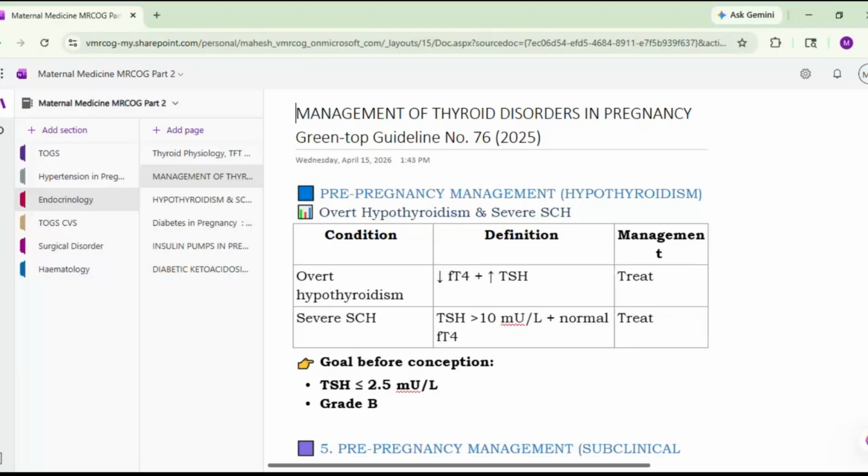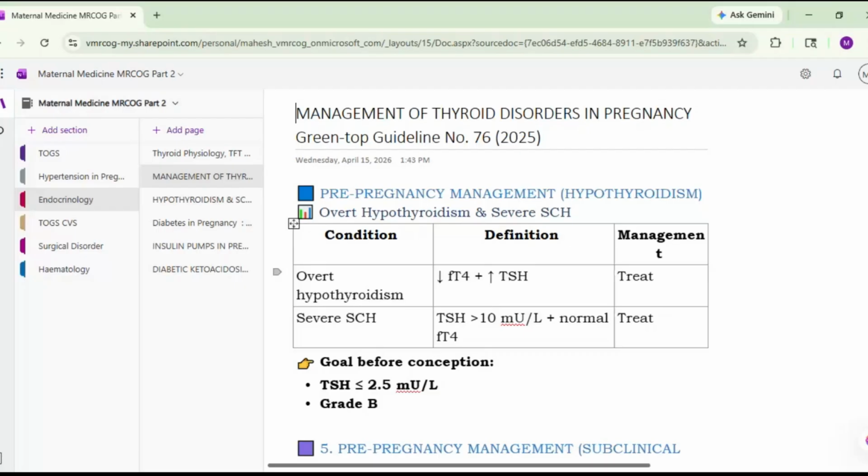So if there is overt hypothyroidism or severe subclinical hypothyroidism, these concepts you please understand. What do you mean by overt hypothyroidism? In overt hypothyroidism, what is going to happen? There will be a decrease in FT4 level and an increase in TSH level.